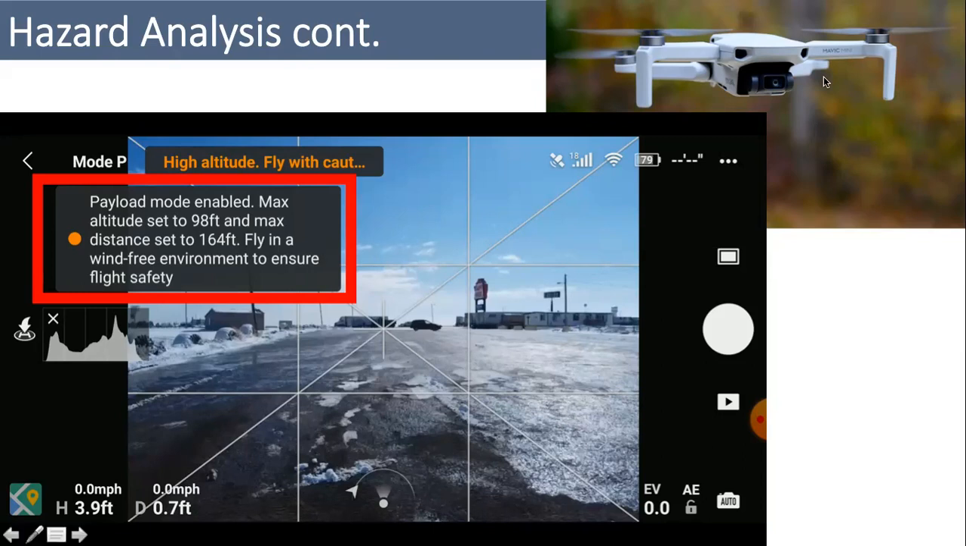Then when we fly it, we can sometimes see hazards. They have pre-identified hazards, and they automatically display them. Right here you can see an example: payload mode enabled, maximum altitude set to 98 feet, and maximum distance 164 feet. Fly in a wind-free environment to ensure flight safety. So we need to adhere to these guidelines.